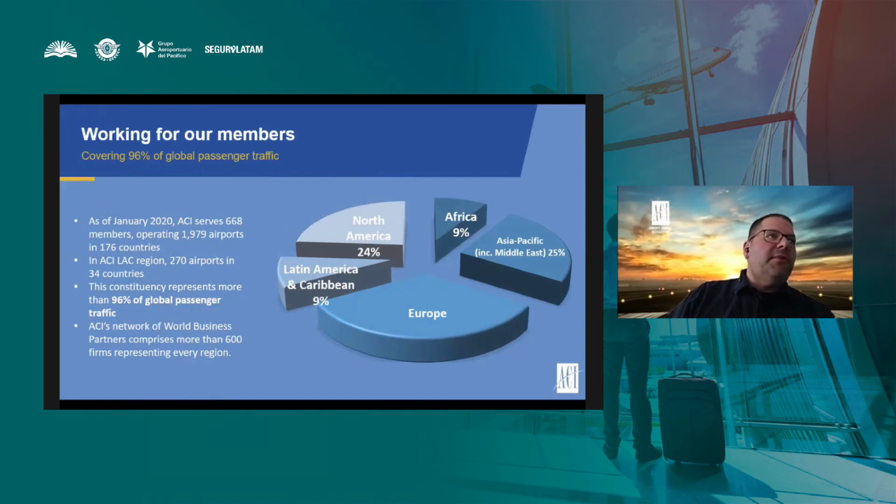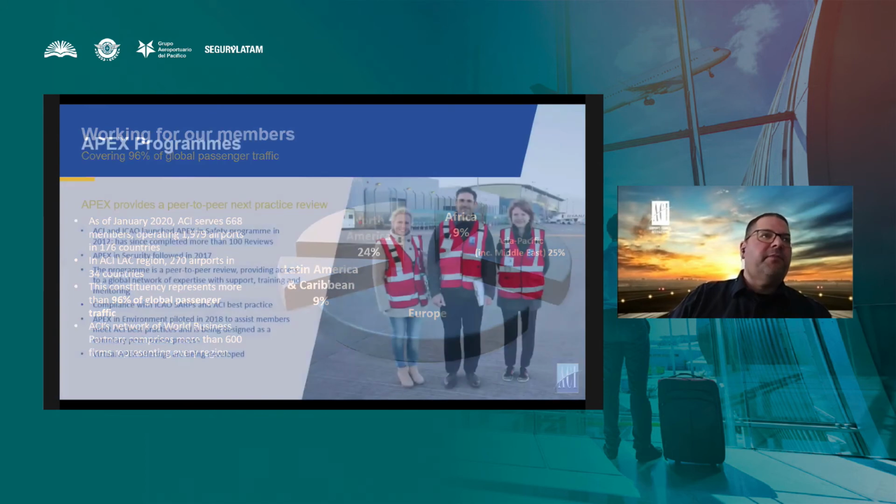We work for our members, which cover 96% of our global traffic. As of January 2020, we serve 668 members and 1,979 airports in different countries. In the ACI LAC region together, we have 270 airports in 34 countries. So we have a very strong reach in promoting excellence for airports moving forward.